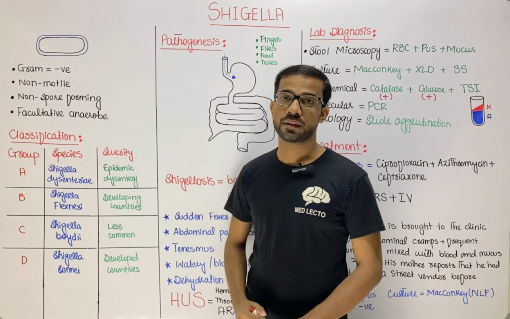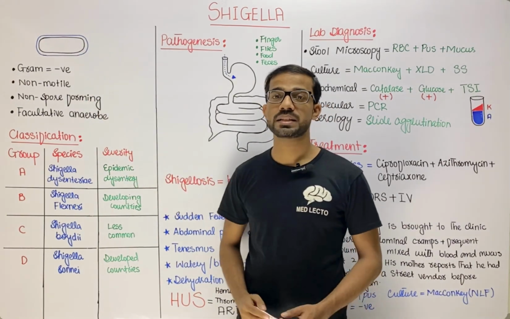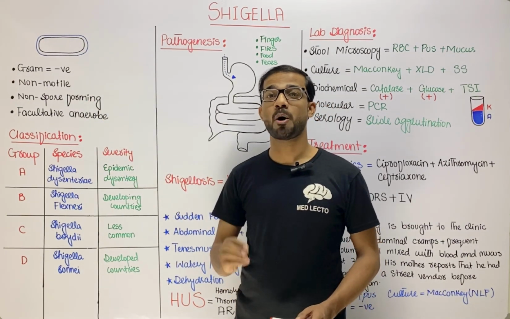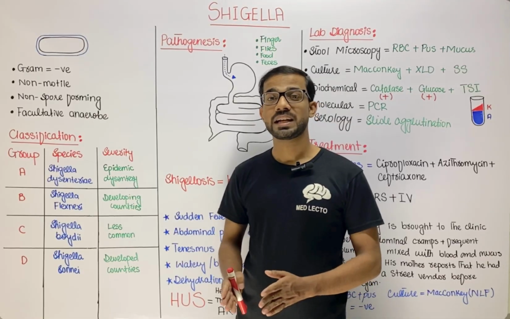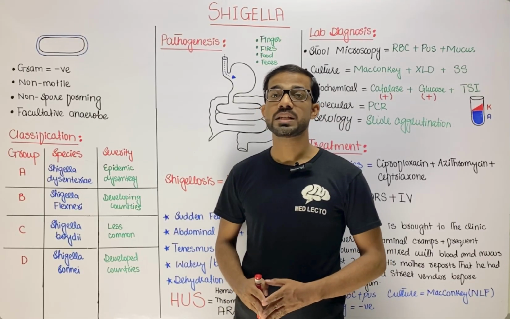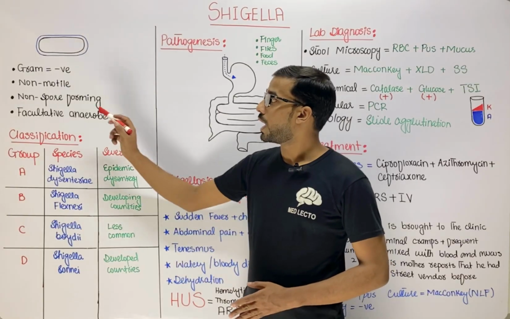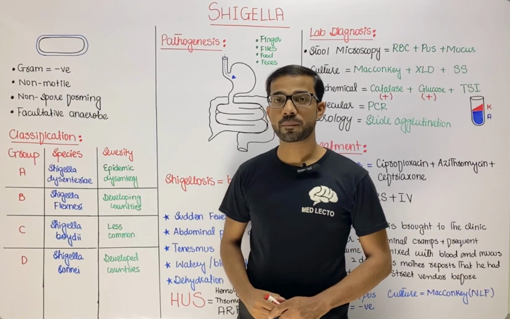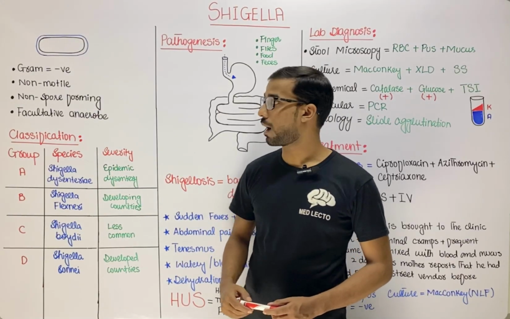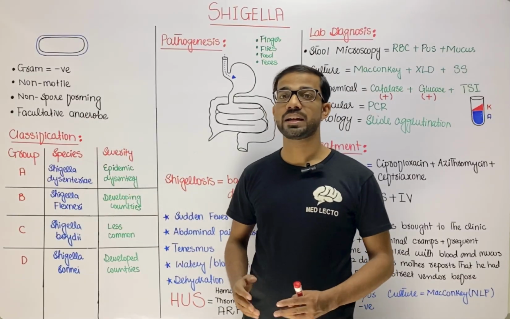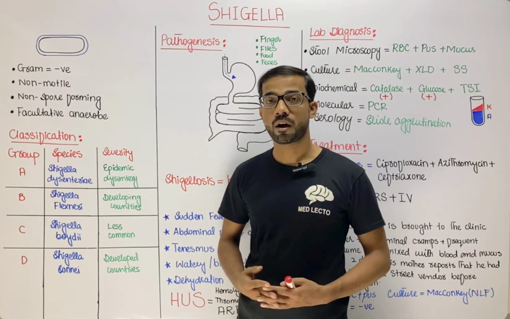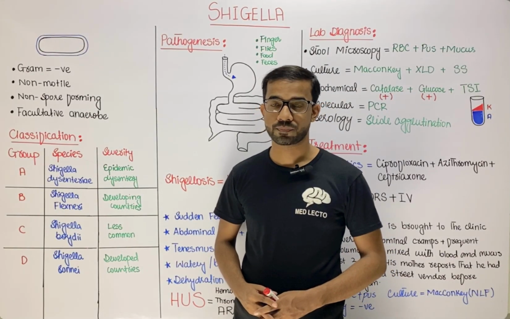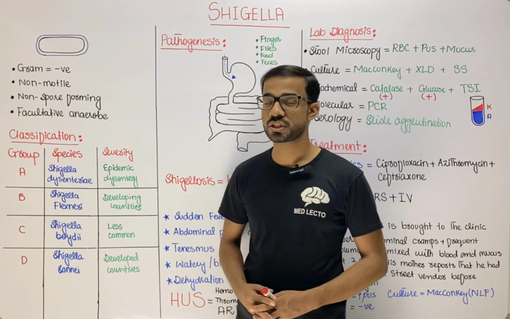It's non-motile. There is no flagella present in Shigella, which is the most important feature that distinguishes it from Salmonella. Another, it's non-spore forming, it doesn't form any spore, and it is a facultative anaerobe. It can grow in aerobic and anaerobic conditions. So these are the general features of Shigella.